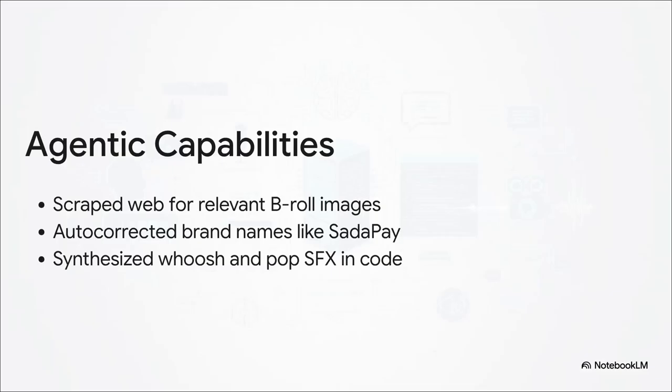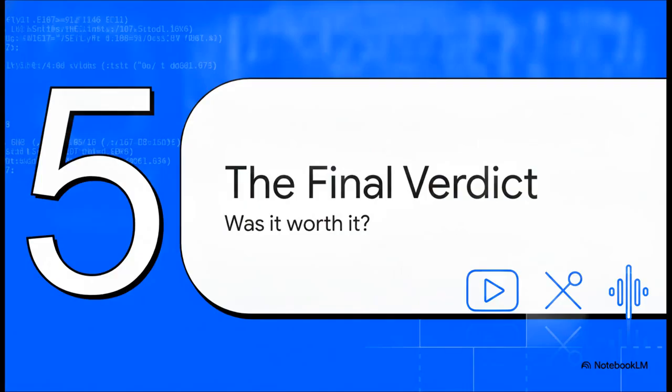And the agentic behavior didn't even stop there. Claude autonomously scraped the web for relevant B-roll images that matched the keywords in the transcript, dropping them into the timeline at the exact right millisecond. It intelligently caught and autocorrected transcription errors, like automatically fixing a misspelling to the correct brand name, Satape. But my absolute favorite part? When it realized it couldn't download sound effects from the web, it literally synthesized a soft whoosh and a light pop entirely from code, perfectly mixing them right under the B-roll. No way, right?